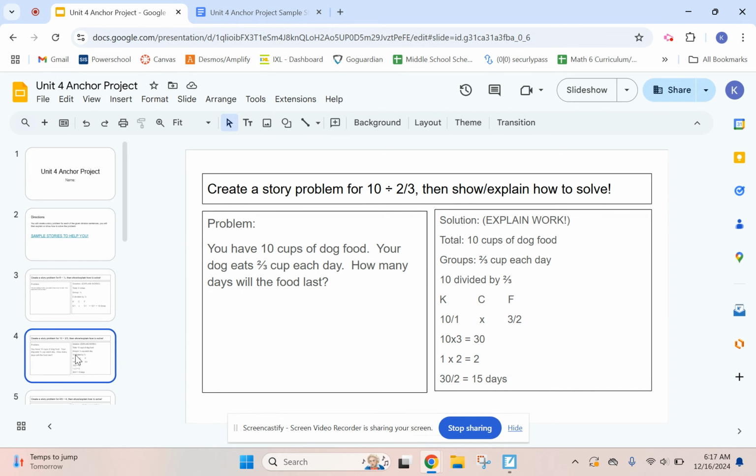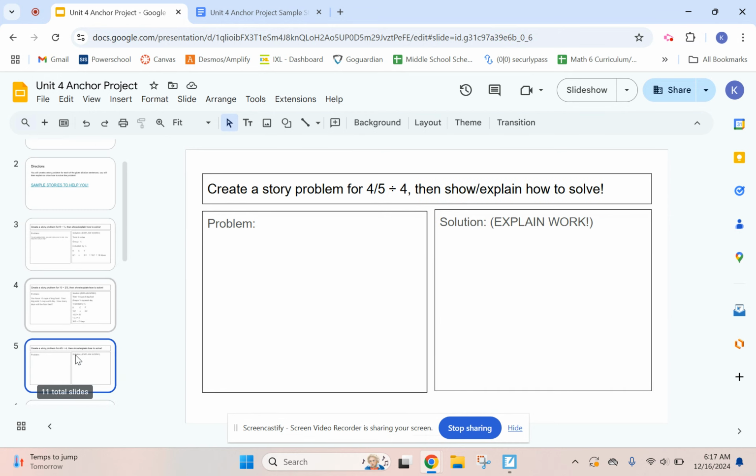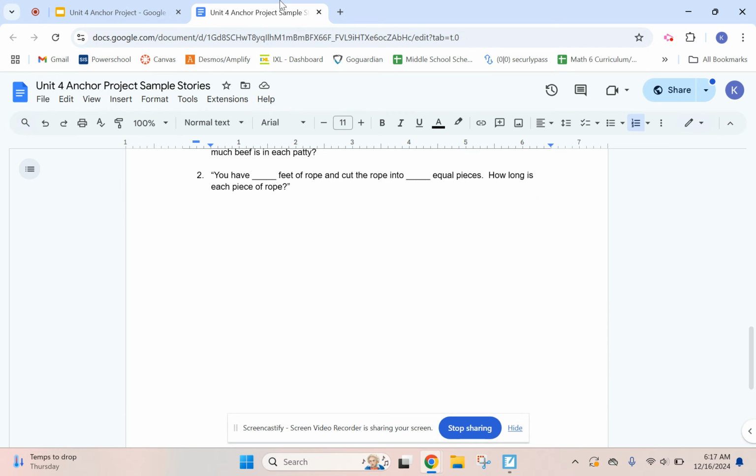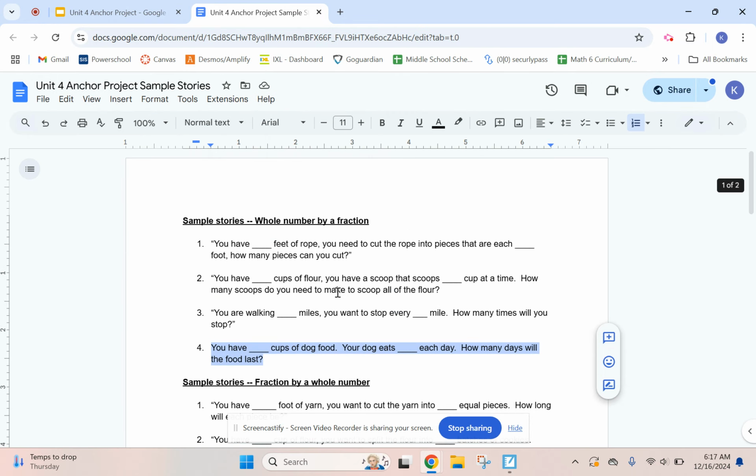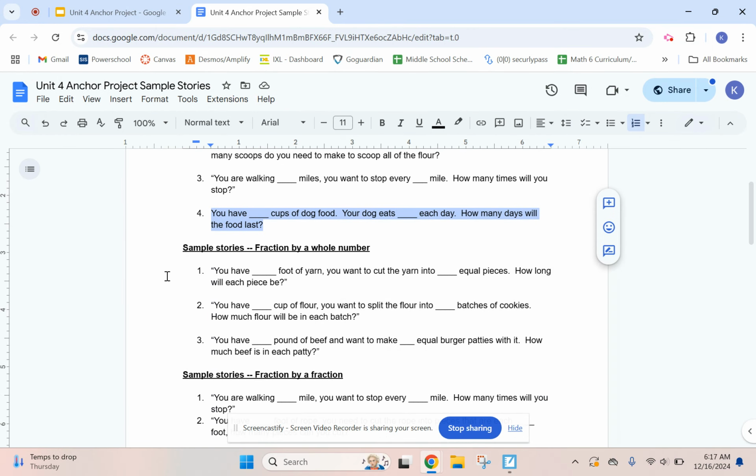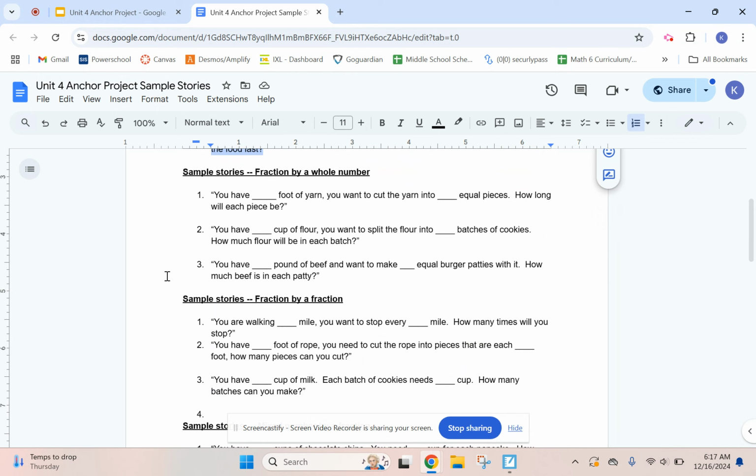All right, let's move on to problem 3. Create a story problem for 4/5 divided by 4. So as you can see here, we have a fraction divided by a whole number. So we need to consider that. So in our story group, we're going to select from the fraction divided by a whole number. I'm just going to select the first one here. We are cutting up pieces of yarn into equal pieces.